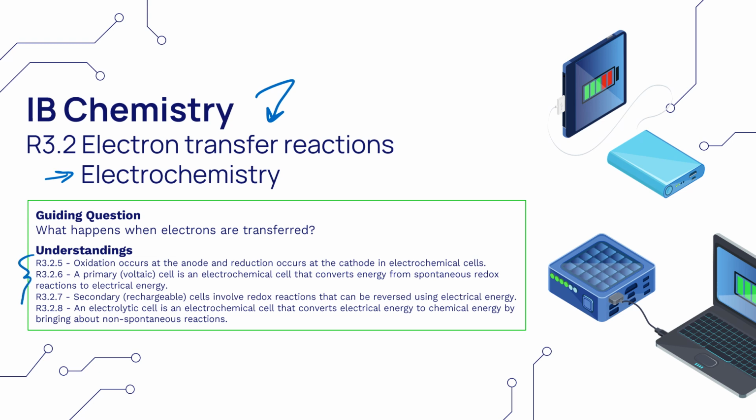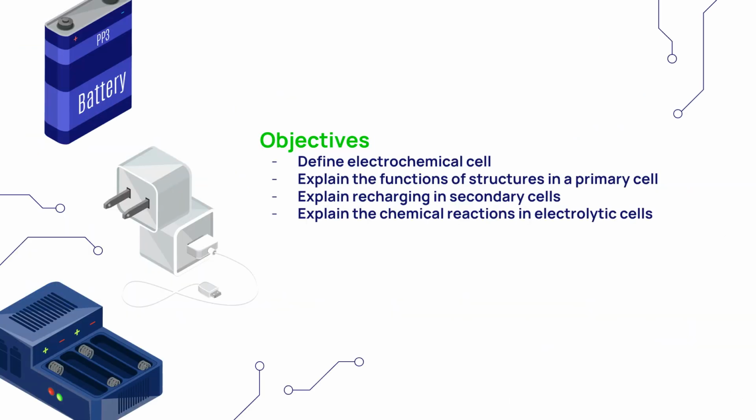These are our understandings. If you want to pause the video and read, they are all about these super cool electrochemical cells. And our objectives are first to define what even is an electrochemical cell, and then we're going to look at three different types. We're going to look at primary cells, secondary cells that are rechargeable, and then we'll wrap up with a look at electrolytic cells.